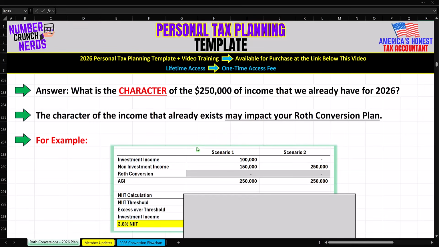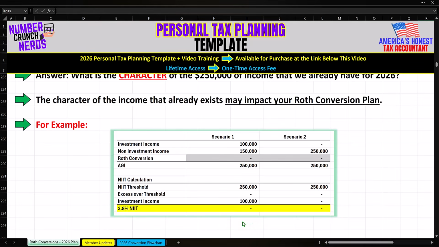Okay, now based on the information that is shown right here in these two scenarios, what numbers are we looking at down here for the 3.8% net investment income tax? And I hope the answer that you came up with for both scenario 1 and scenario 2 is 0 so far. Why is it 0? Because net investment income tax does not kick in regardless of the amount of investment income that you have until your AGI exceeds $250,000 for married filing joint.